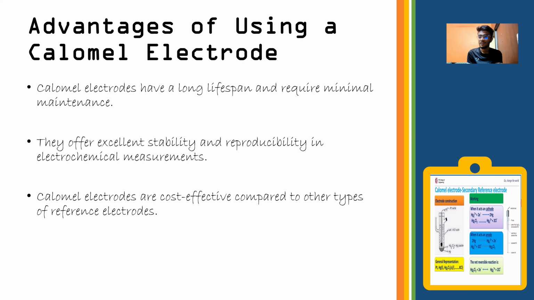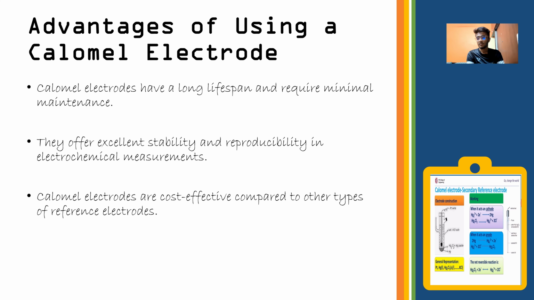Coming to the advantages of using a calomel electrode. Calomel electrodes have a long lifespan and require minimum maintenance. So the calomel electrode can last for many years, and the maintenance cost is very low compared to other electrodes. They also offer excellent stability and reproducibility in electrochemical measurement. In the previous slide I told you they maintain stability during measurement across temperatures.